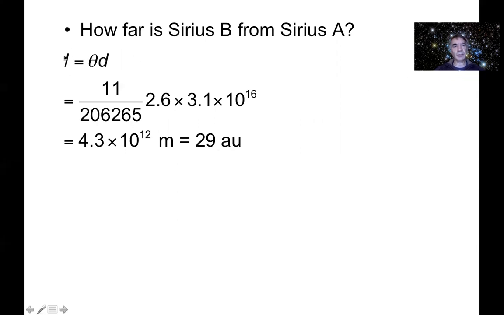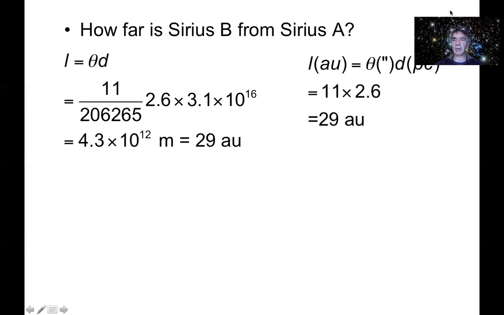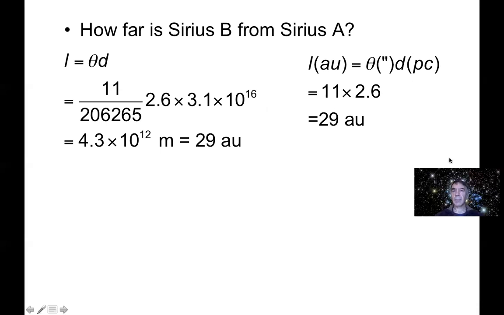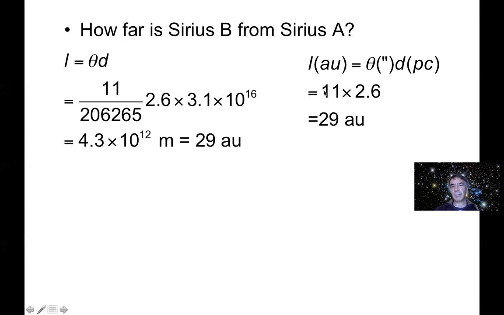If you want to be safe, use SI units and convert back to AU, and that's fine for this. But I'll just let you know that there is a much shorter way of doing this, because of the definition of the parsec that we have in workshop 2.